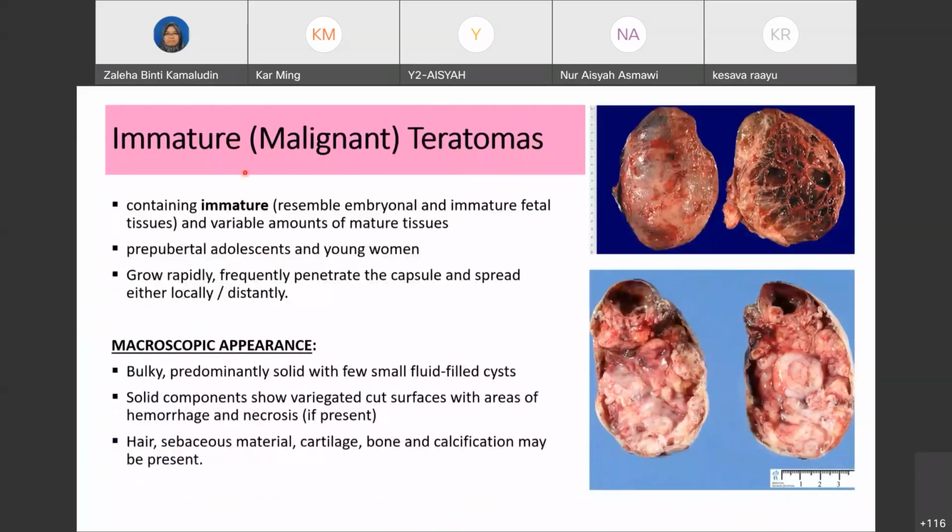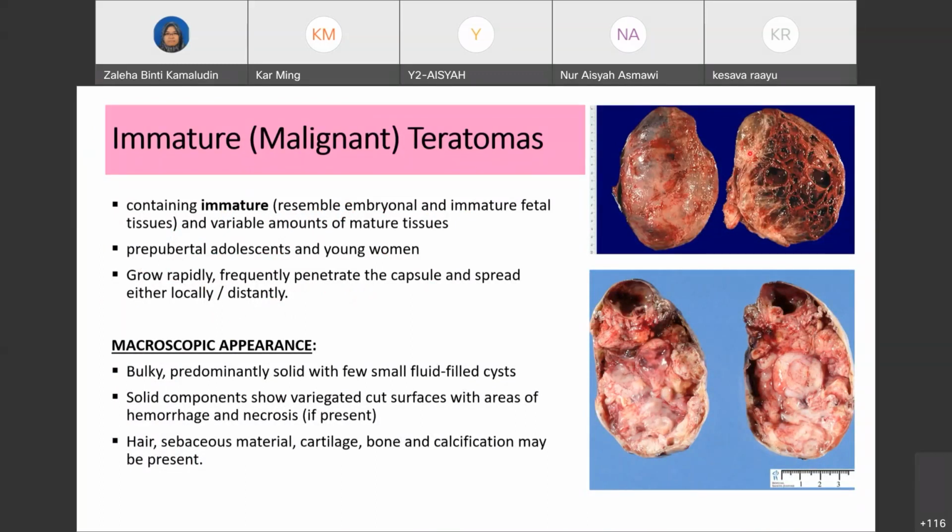Okay, how about immature? So immature teratoma, obviously you need to have this immature component, which resembles the embryonal and immature fetal tissue, and there are variable amounts of mature tissue as well. So you have a mixture of mature and immature components. It commonly occurs in prepubertal, adolescent, and young women. It grows rapidly and frequently penetrates the capsule, spreading either locally or distantly.